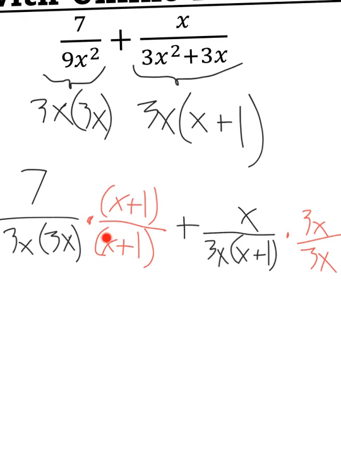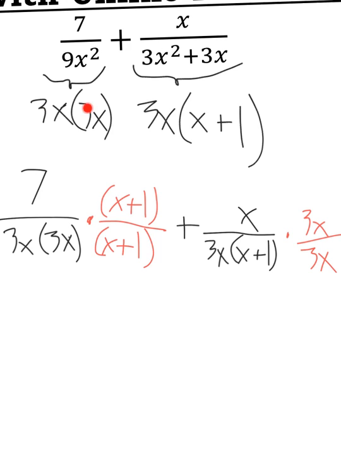So what you do to the bottom, you must do to the top. Remember, you have to write the exact same thing over itself, so that way it's technically making a 1. Anything divided by itself is 1. So x plus 1 divided by x plus 1 is 1. And if you multiply anything times 1, you're not changing the value of it. Anything times 1 is itself. Okay? So that's why I did x plus 1 times x plus 1 here.